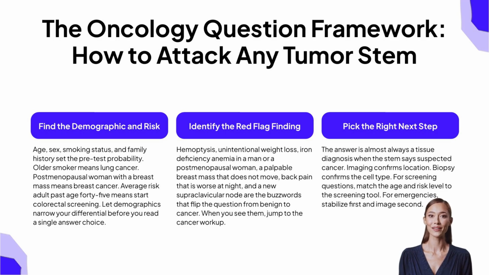Step 2. Find the red flag finding. Hemoptysis, weight loss, iron deficiency anemia, back pain worse at night. These are the words that flip the question. Step 3. Pick the next step. For suspected cancer, the answer is almost always tissue. For screening, match age and risk to the tool. For emergencies, stabilize and image. Use this framework on every question and your accuracy will climb.